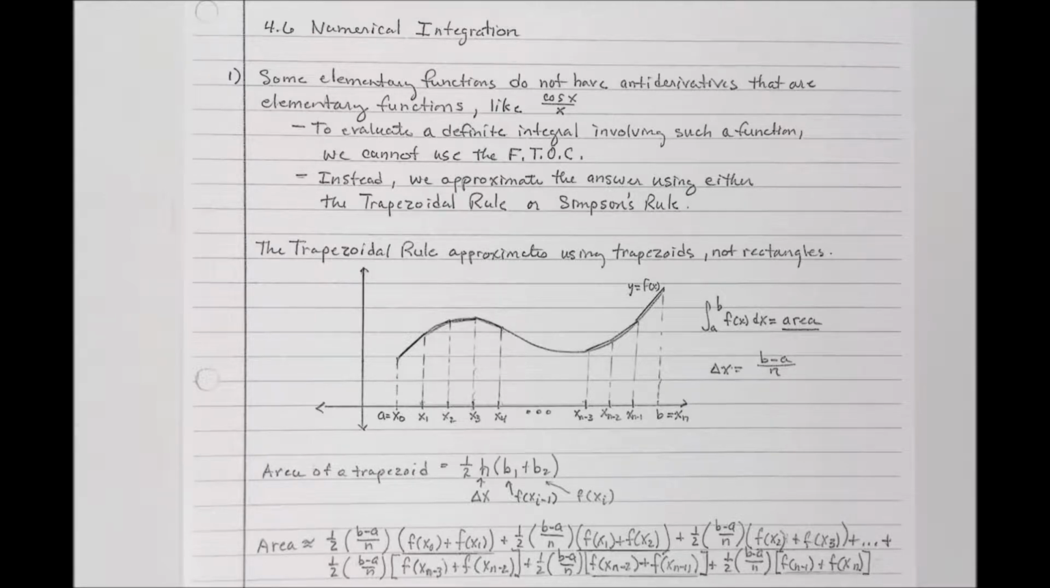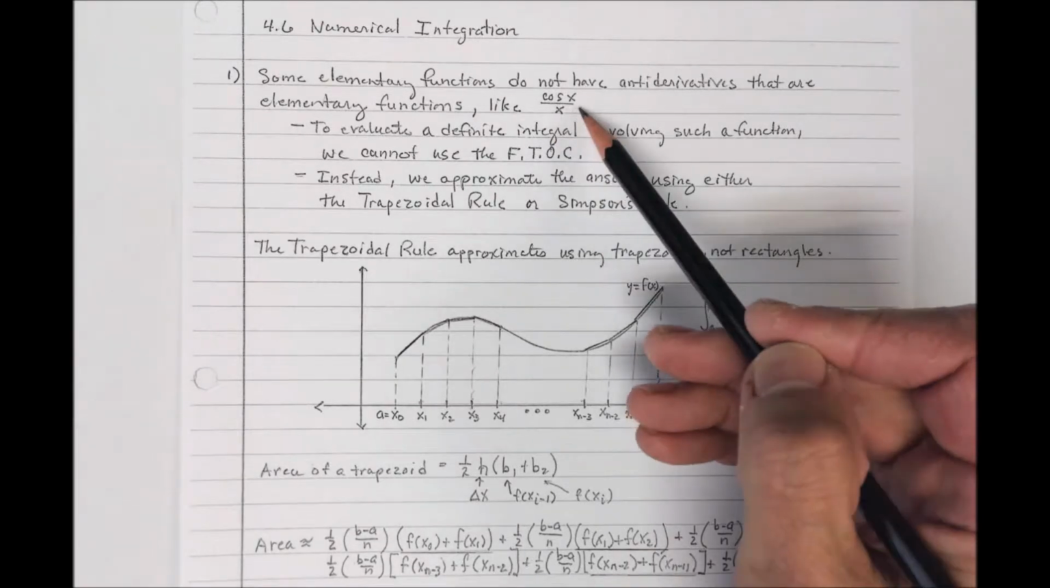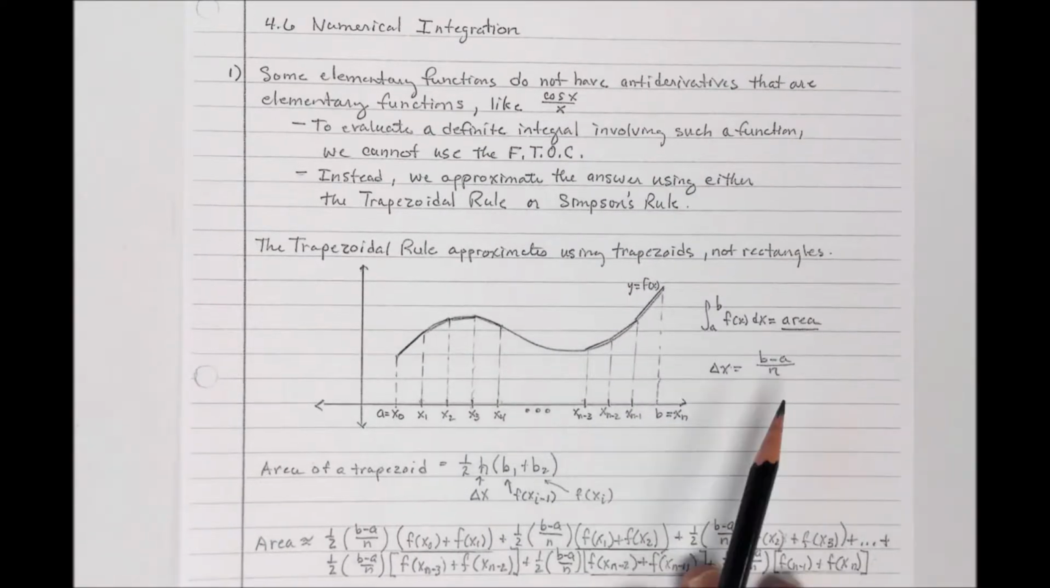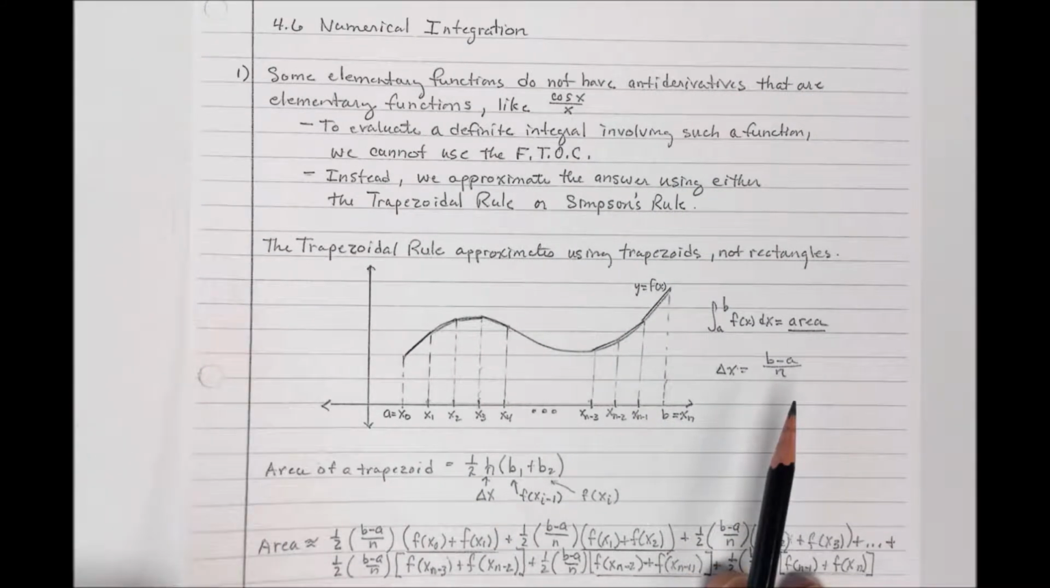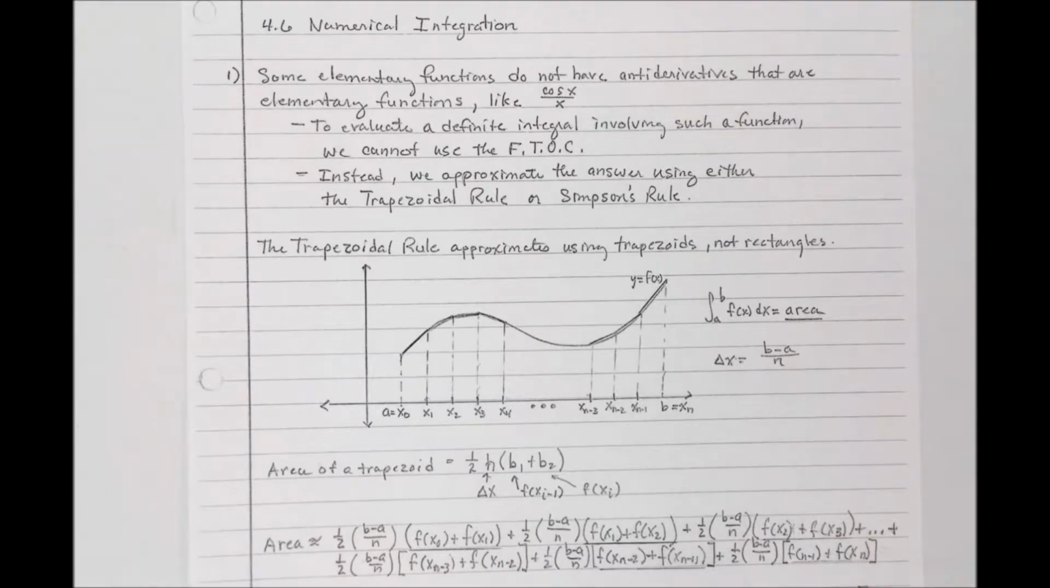Well, some elementary functions just don't have antiderivatives or the ability to be integrated, such as the example I have here, the cosine of x over x. So if we wanted to do a definite integral that involved a function like this, the fundamental theorem of calculus wouldn't help us, because if you can't find the antiderivative, you can't apply the theorem. So instead, we use one of two numerical approaches.